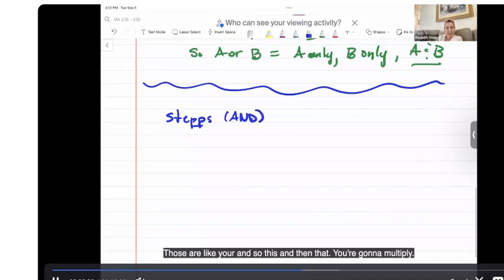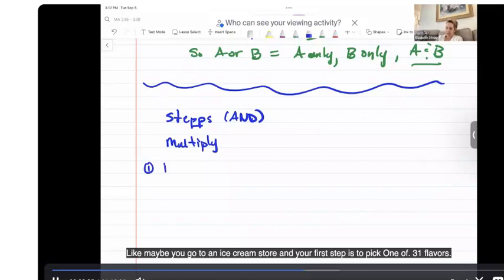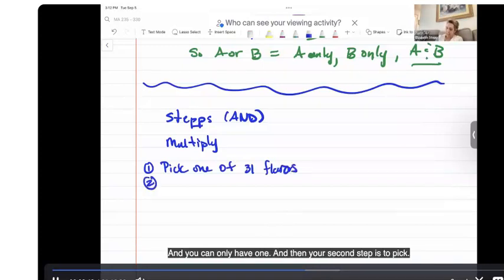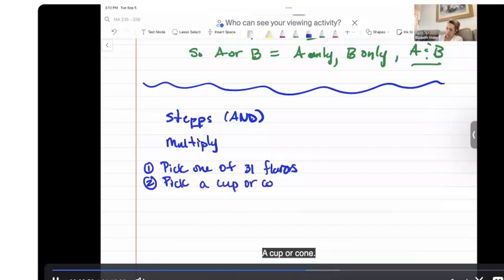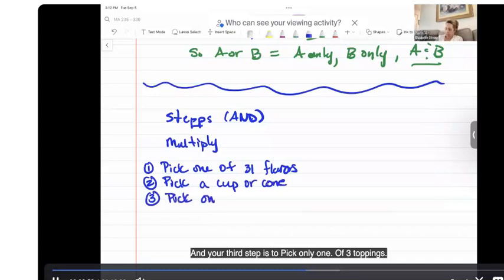those are like your and. So this and then that, you're going to multiply. Like maybe you go to an ice cream store and your first step is to pick one of 31 flavors. And you can only have one. And then your second step is to pick a cup or cone. And your third step is to pick only one of 3 toppings.